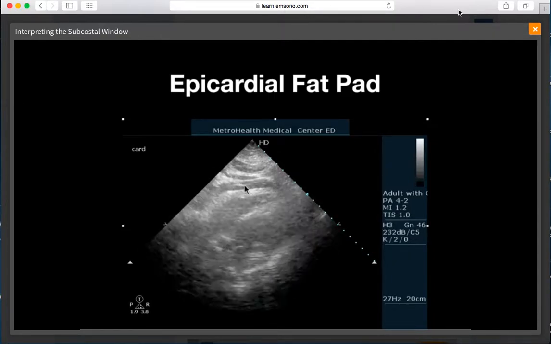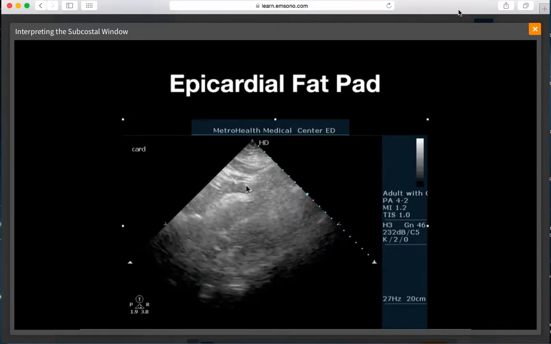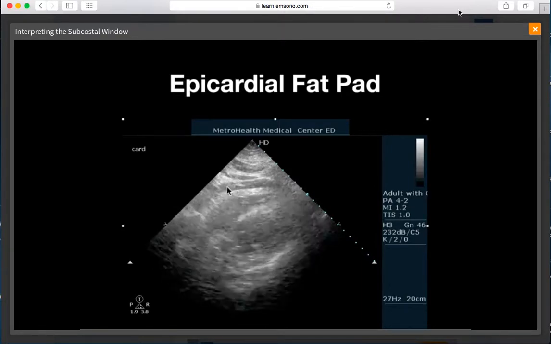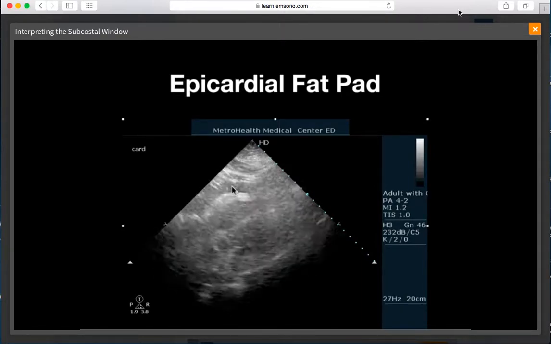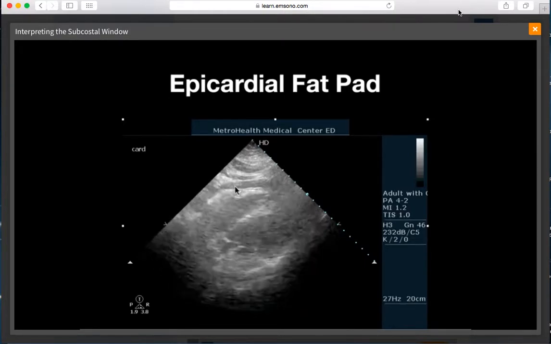So here you can see this echogenic space, there are some echoes within there, but note that there's a fixed appearance of these echoes between systole and diastole.